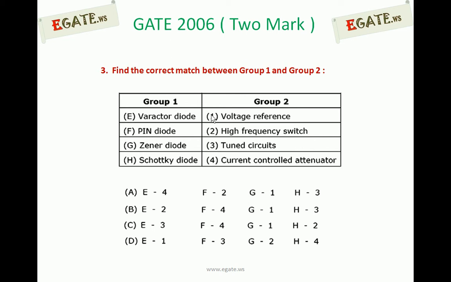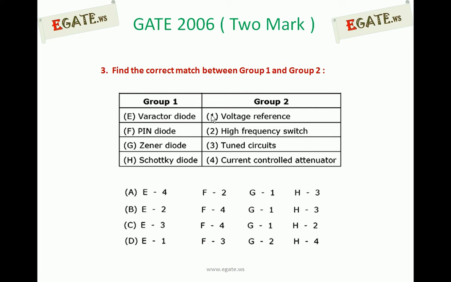Group 1 consists of varactor diode, pin diode, Zener diode, Schottky diode. Group 2 consists of voltage reference, high frequency switch, tuned circuits, current control attenuator. That is, group 1 consists of various types of diodes, and group 2 is nothing but applications of those diodes. You must match group 1 and group 2.